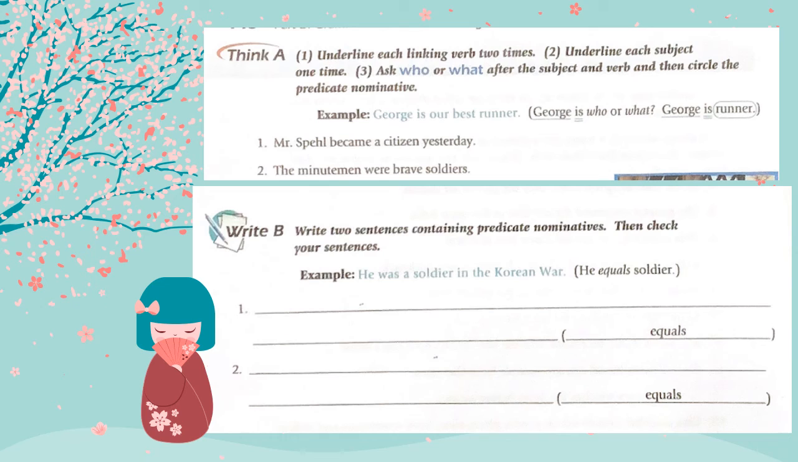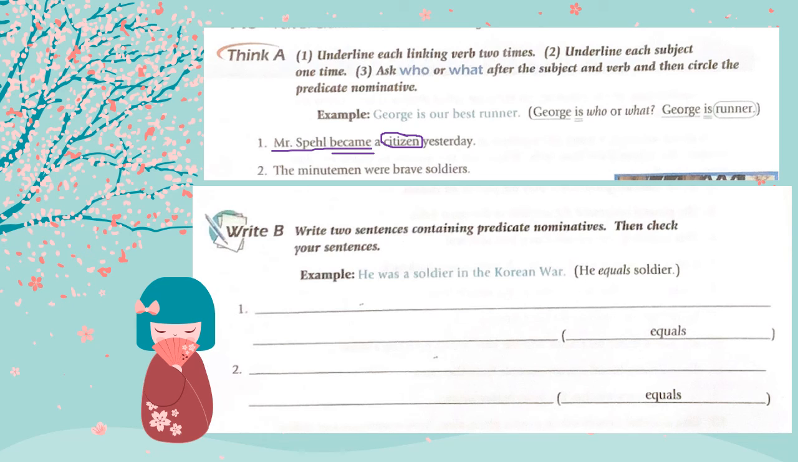Mr. Spell became a citizen yesterday. Okay, let's find our verb. Became, that's right. So we underline it twice. Who became? Mr. Spell became. Okay, sounds like a very German name. Mr. Spell became who or what? He became citizen. He didn't become yesterday. That's a time, okay? You can't become a time. You become a citizen, a ciudadano. So Mr. Spell equals citizen.